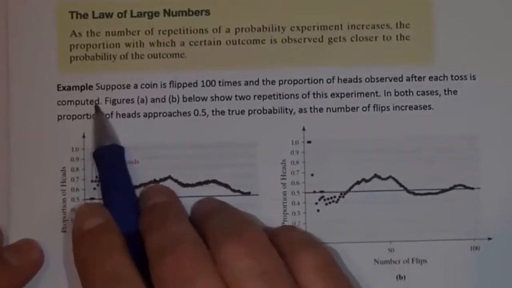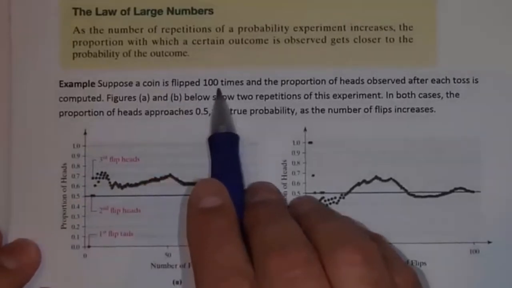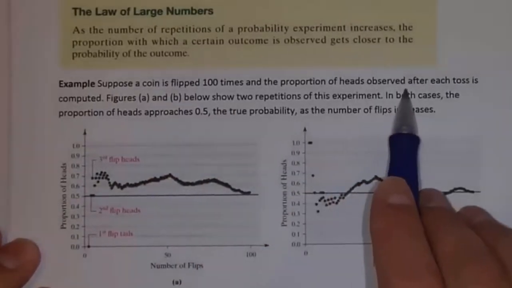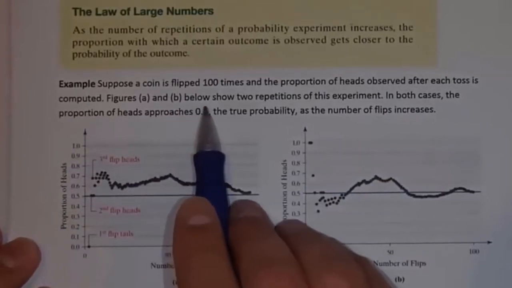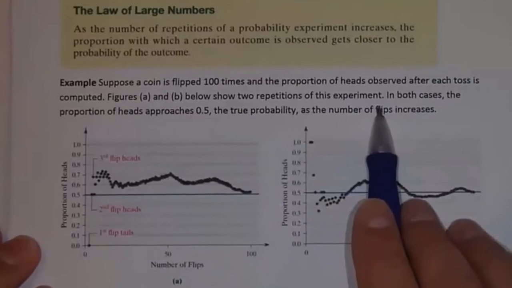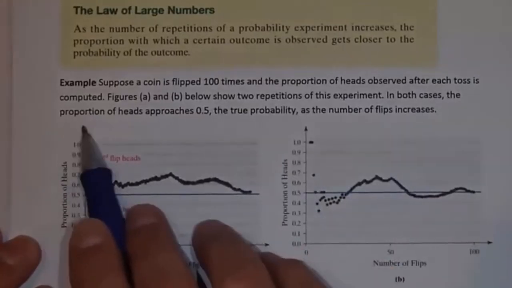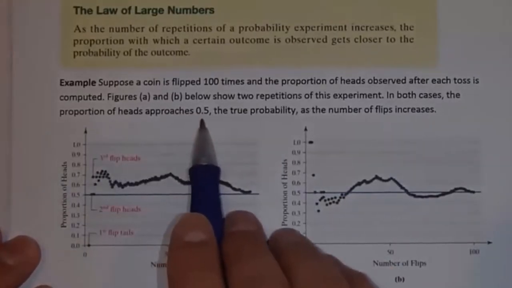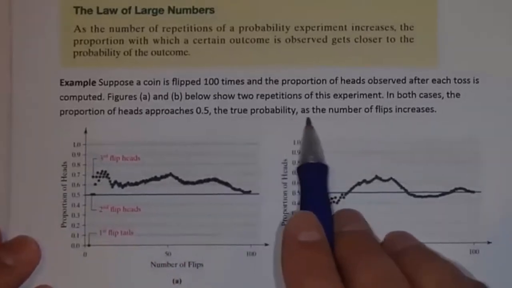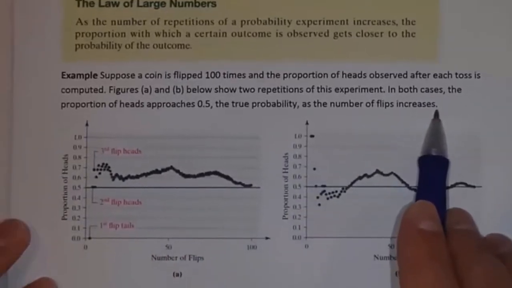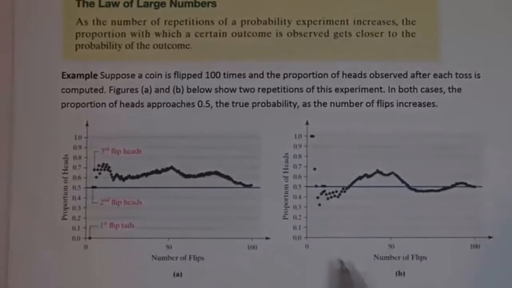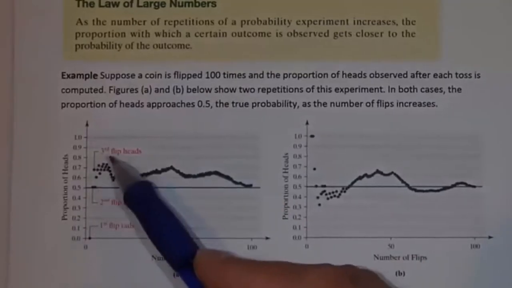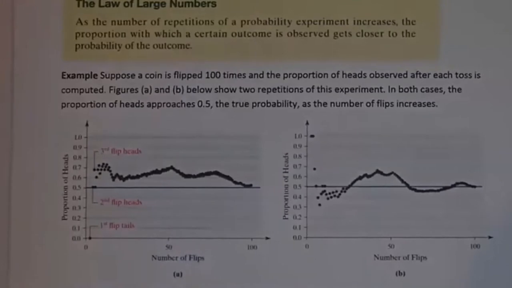Example: suppose a coin is flipped 100 times and the proportion of heads observed after each toss is computed. Figures A and B below show 2 repetitions of this experiment. In both cases, the proportion of heads approaches 0.5, which is the true probability, as the number of flips increases. So we just have 2 examples of flipping a coin 100 times, and what we're keeping track of in this graph is the proportion of heads.